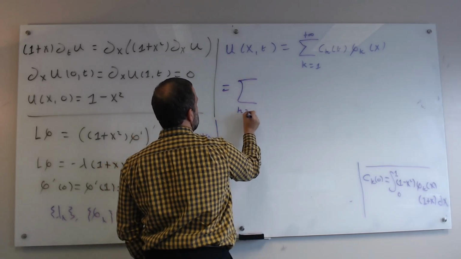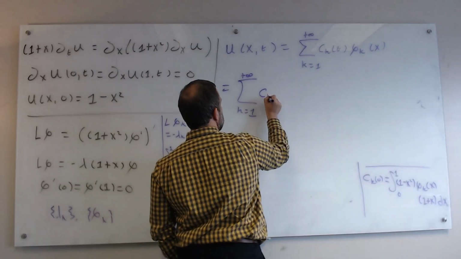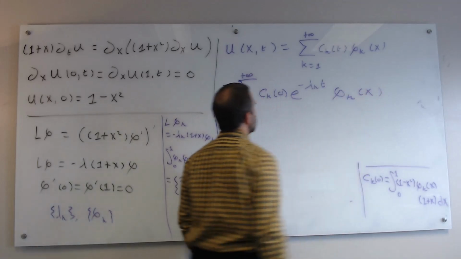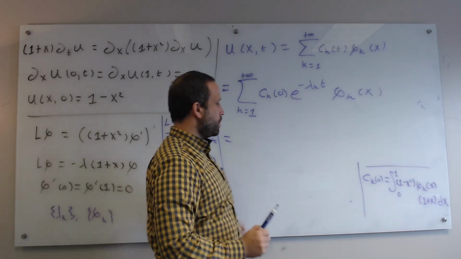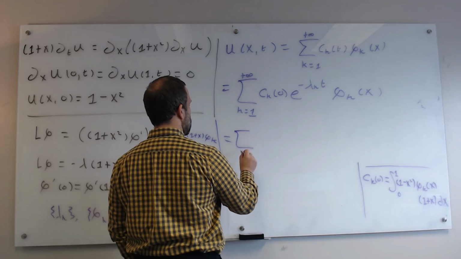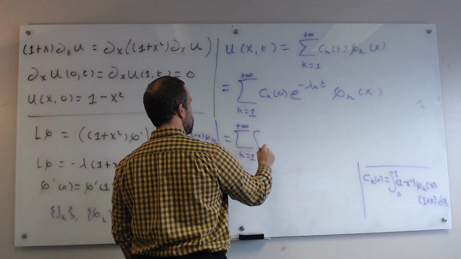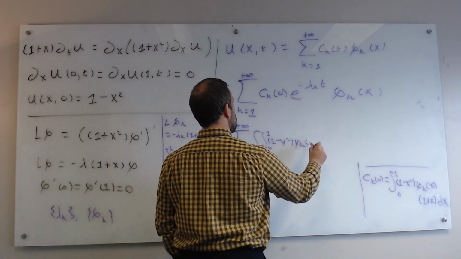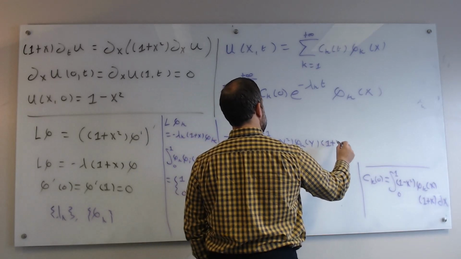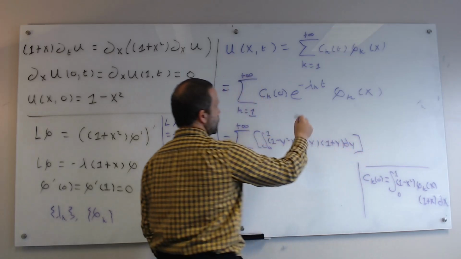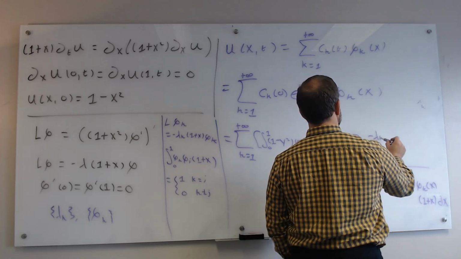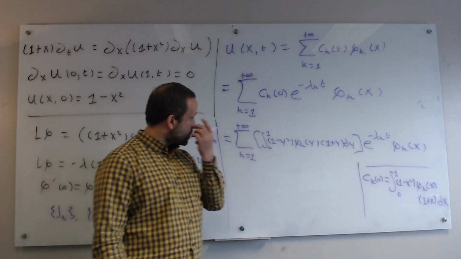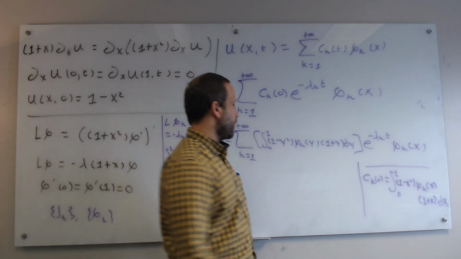Okay, so we've got this sum, k equals 1 to infinity. Now ck of t is ck of 0 times e to the minus lambda k t, and we multiply this by phi k of x. Now we're going to take our expression for ck of 0, but I'm going to use y as the variable of integration. So we get the sum, k equals 1 to infinity, of the integral from 0 to 1 of (1 minus y squared) phi k of y times (1 plus y) dy, and then times everything else: e to the minus lambda k t phi k of x. The quantity in brackets here is ck of 0. I'm just using y as my variable of integration.